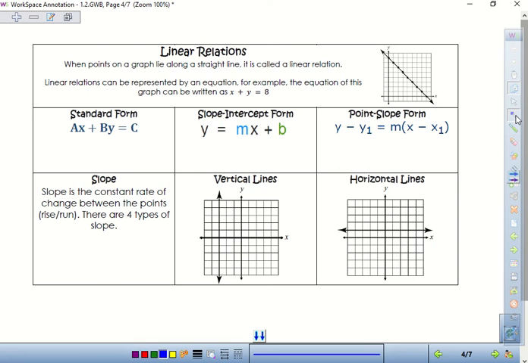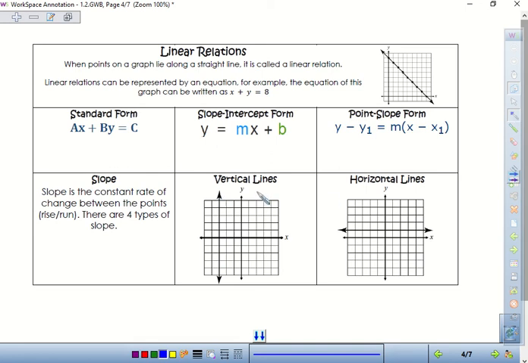So there are 3 main forms for linear equations and linear functions. We have standard form, slope-intercept, and point-slope. Okay? They can all be converted back and forth from each other. So we're going to use different forms for different reasons. Okay? And there are some special cases for slope that we're going to talk about.